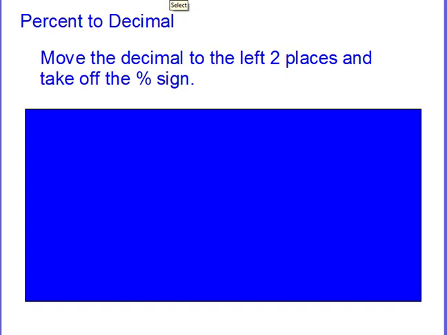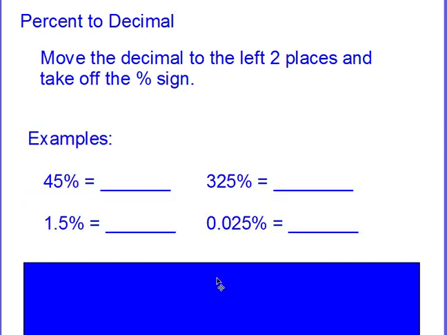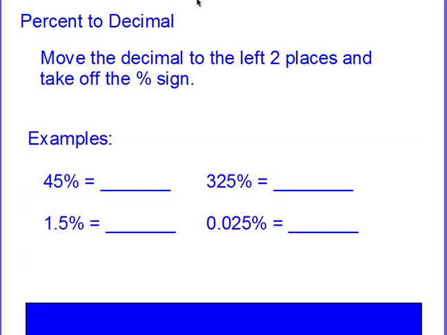Well, in order to do that, you move the decimal to the left 2 places and take off the percent sign. Okay, so let's look at these right here. We've got 45%. Well, the first thing you need to realize about this one is there is no decimal. So in a whole number, the decimal will always be found at the end. Okay, so to change this percentage to a decimal, you move the decimal 2 places to the left, and you end up with just 0.45. We need to remember that 45% does not mean 1. Right? Okay, it is, in this case, less than half of whatever it happens to be.